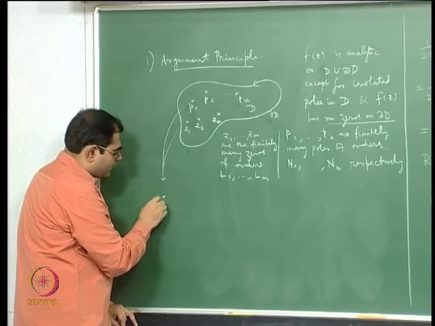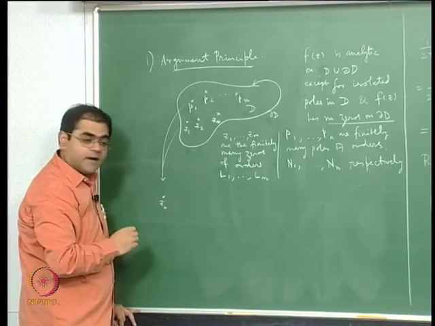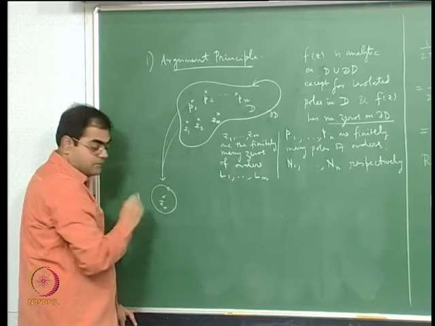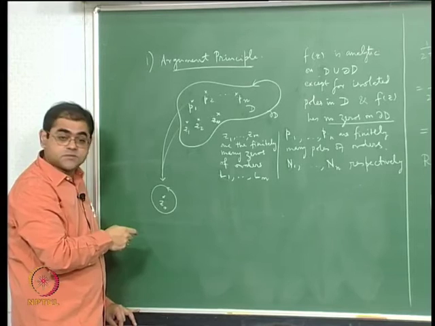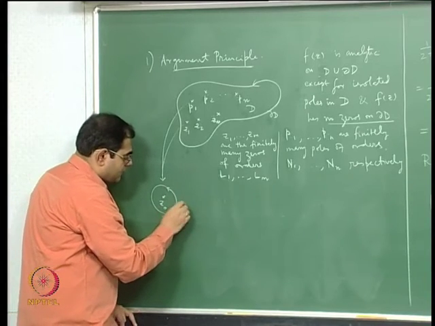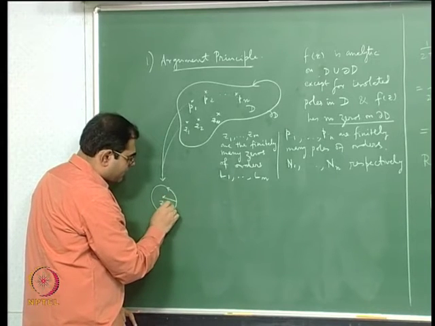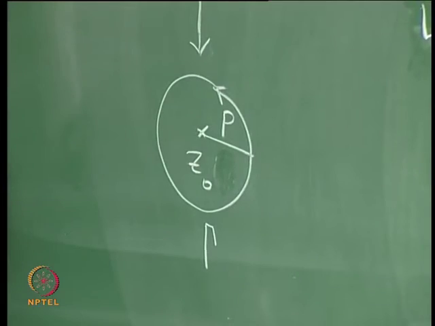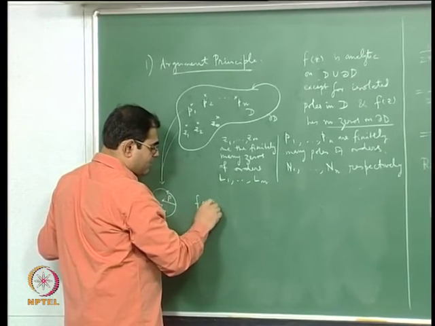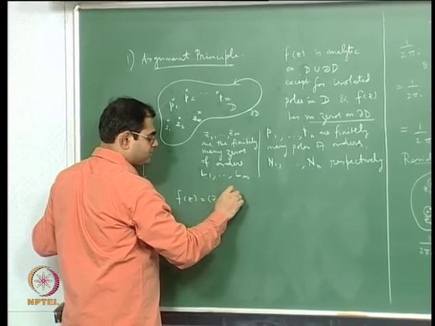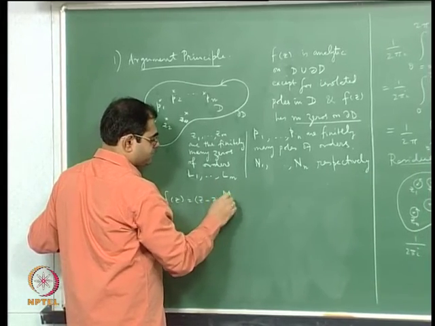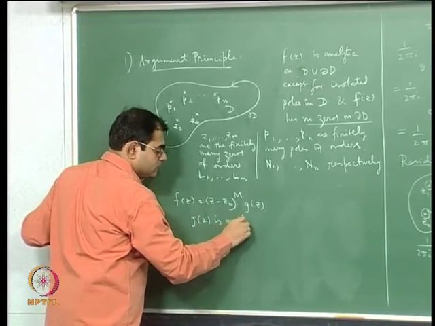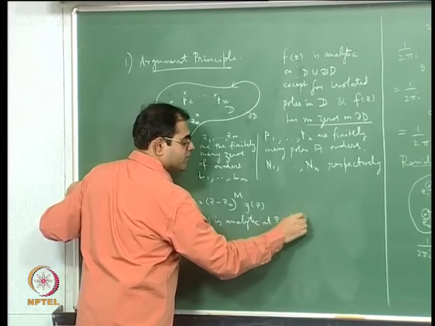So suppose I have a point, let me call it z0, and I surround it, because it's isolated from the other zeros or poles, by a very small disk whose boundary is a circle. I can parameterize the circle, if I take the radius to be rho, small enough, then there is no other zero or pole here. And then the function f of z can be written as (z minus z naught) to the power of m times g of z, where g of z is analytic at z naught, and g of z naught is not zero.